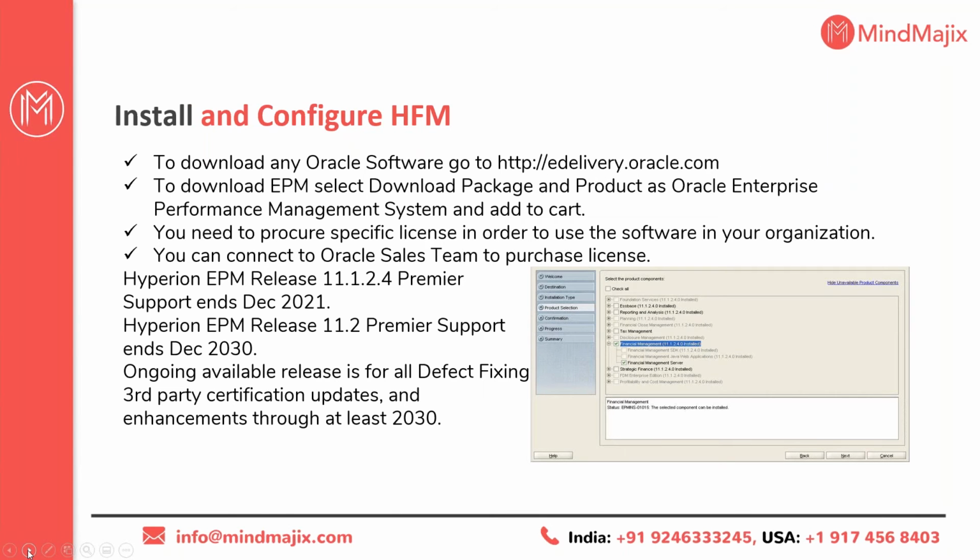A quick overview of installation and configuration. In terms of download, you can download the software from Oracle Delivery. This is the link that we have, edelivery.oracle.com. You just have to sign up there, and once you sign up, you can easily download. If you are downloading EPM, under which HFM stands as an umbrella, you have to search for Enterprise Performance Management and add that to the cart, and after that you can download.